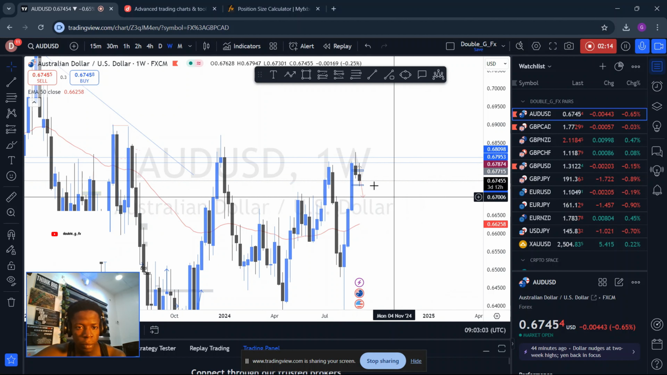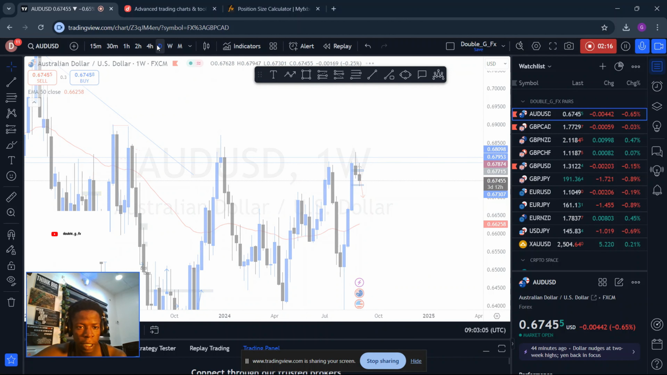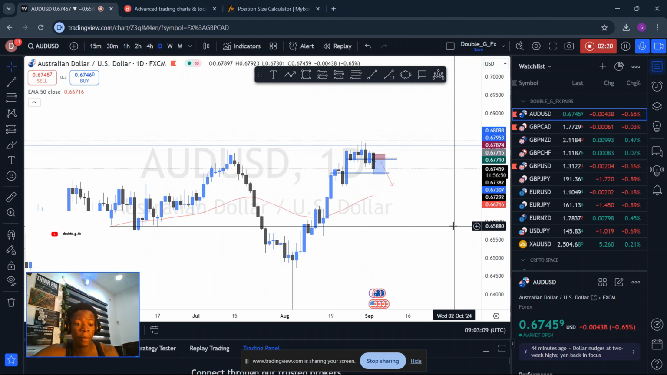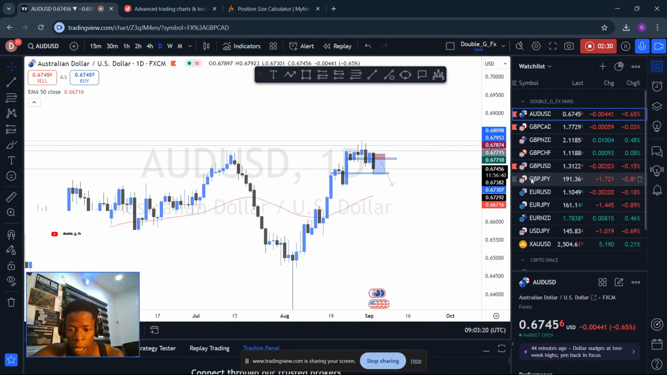So let's move forward to our daily time frame. Our weekly time frame is telling us price is going to be bullish and bearish for this week. So let's go to our daily time frame for us to see what's happening there.